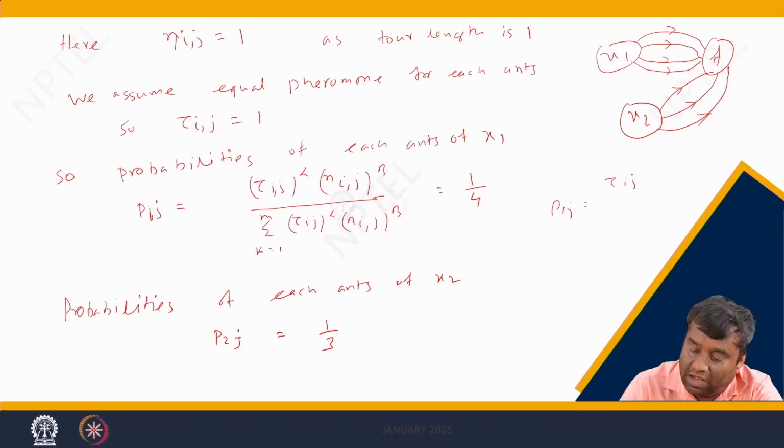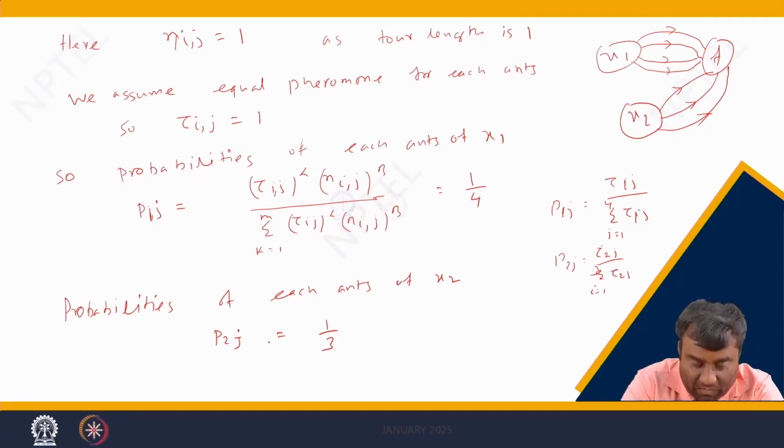P1j equals tau 1j by the summation of tau 1j, with j equal to 1 to 4. For the second, P2j is tau 2j by the summation of j equal to 1 to 3, because there are 3 ants. So the probability for each ant of x1 is P1j, each value is 1, 1, 1, 1, so you get 1 by 4. Probabilities for x2 are 1 by 3. Similar way.